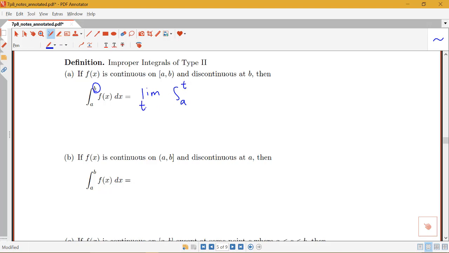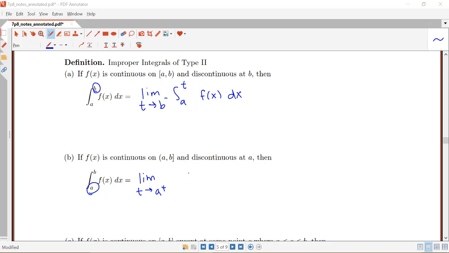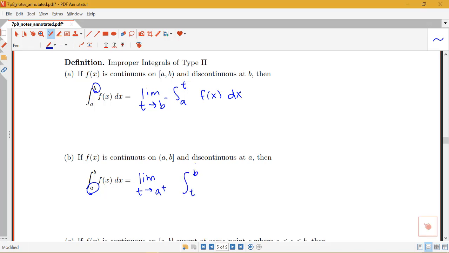In particular, I'm going to replace that problem value here of b with some variable t, and then I have to think about what happens as t approaches b from inside of the interval, so that'll be a limit as I approach b from the left of f of x dx. Okay, and then similarly, if I have my function being continuous on the interval from a to b, but discontinuous at that left endpoint at a, so the problem value here is at a, I'll rewrite this as a limit as t goes to a from the right of the integral from t to b of f of x dx.